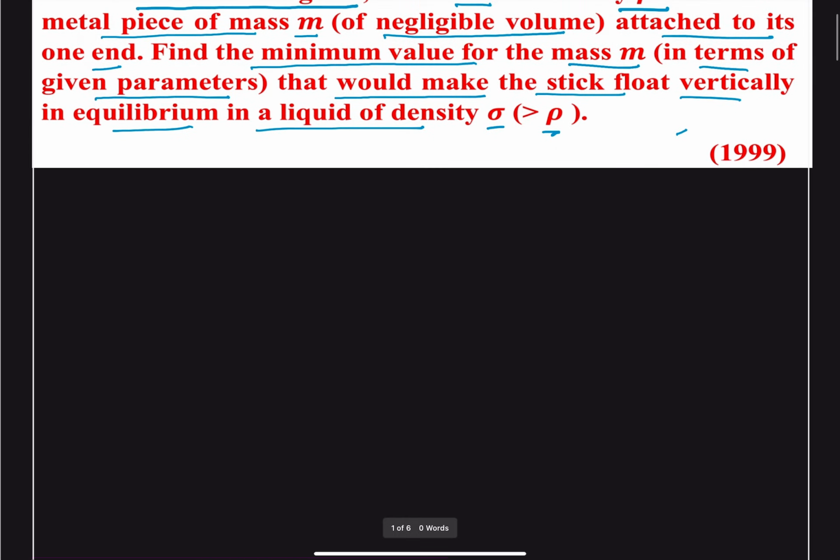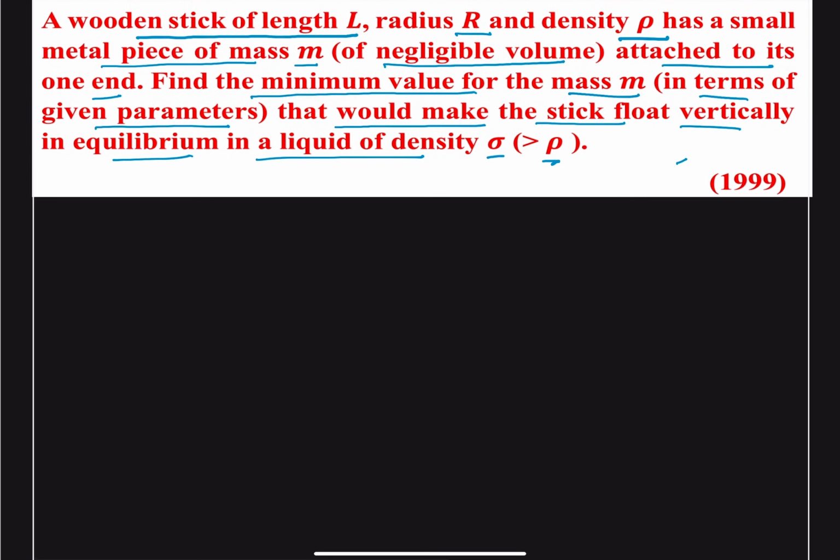So in this case, we have to find out that the body, you can say the stick along with the metal piece, is in equilibrium, and so it means the stick should be floating vertically. Which basically means that the net torque on the stick should be equal to 0 and the buoyant force should be able to balance the total weight of the system. Here system means the weight of the stick as well as the small metal piece mass. So this entire solution is more or less based on the center of gravity versus the center of buoyancy.